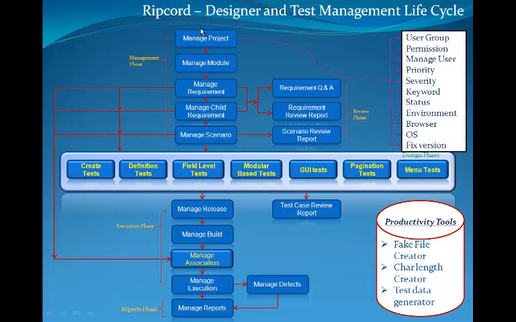You see, the first node of the workflow is manage project, where, when the project kicks off, the project details will be entered. Then move on to the modules and then requirements, with child requirements associated to a parent requirement. You can create a scenario for a parent requirement or child requirement and move on. The next important activity is test case design; these test cases can be designed for a requirement or for a scenario. Afterwards, you can associate either a requirement, scenario or test cases to a release and push them to execution.